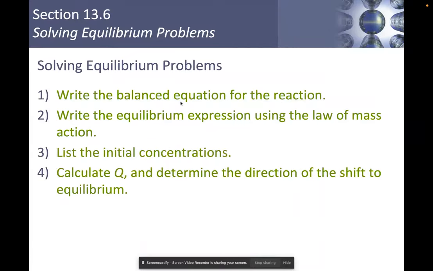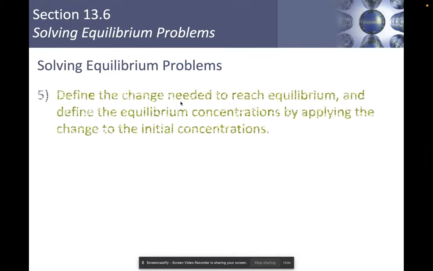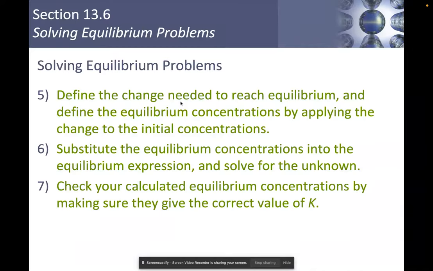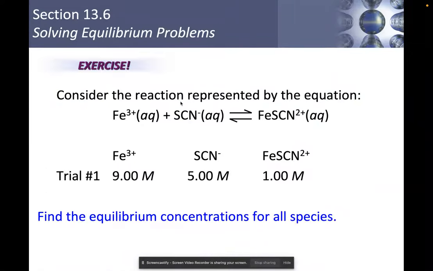List your initial concentrations. Calculate Q if necessary to determine which direction our equilibrium is going to shift. Find the change needed to reach equilibrium, and that's again the change that we're talking about, the C in our ICE table. Substitute equilibrium concentrations and solve for your unknown. Like that's literally what you do every single time. And at the very end, you probably want to check to make sure that your equilibrium concentration is correct. And it says make sure they give the correct value of K. So you want to make sure that if you're given the K value, you plugged that in correctly, or if you're finding the K value, that it makes sense. All right, let's do more of this.